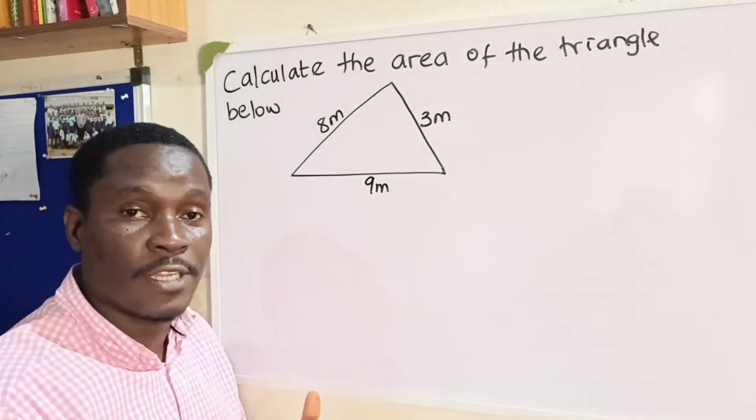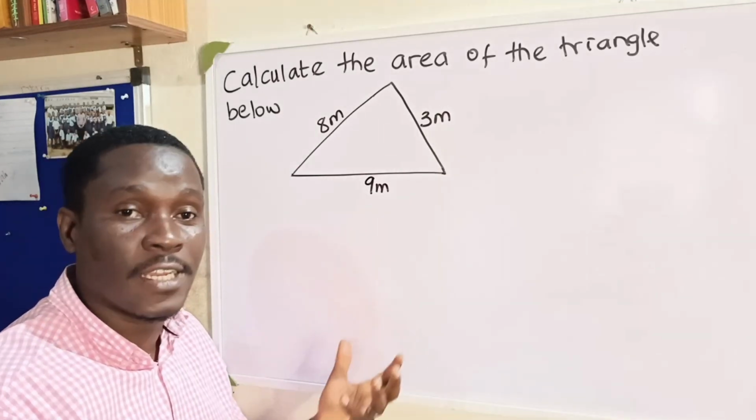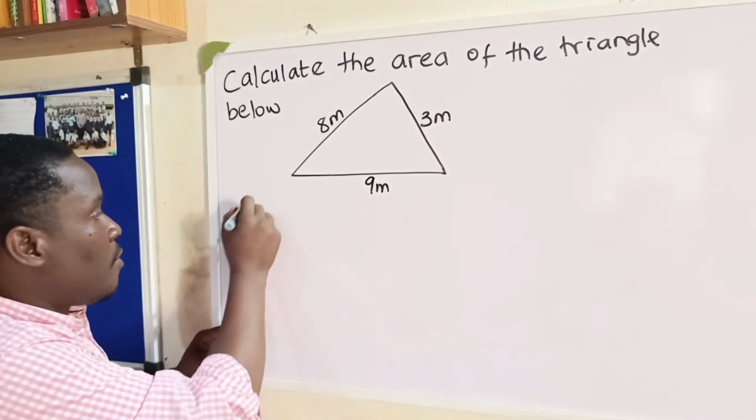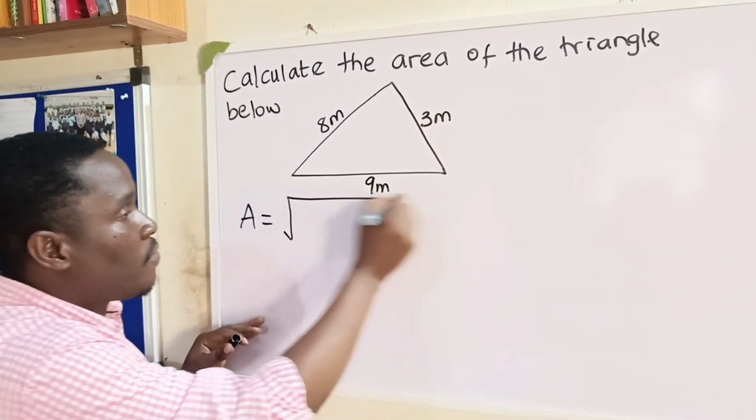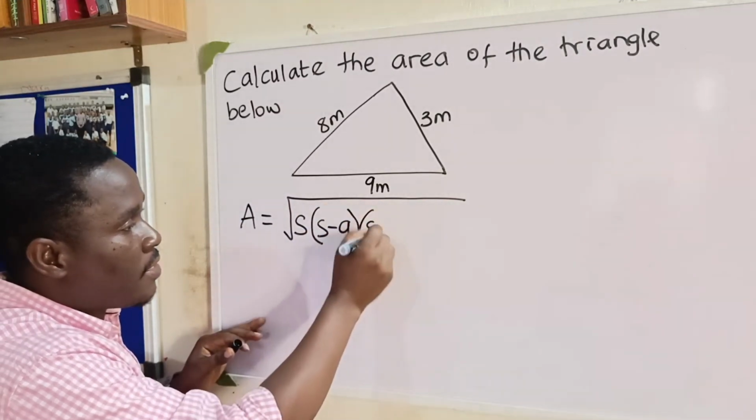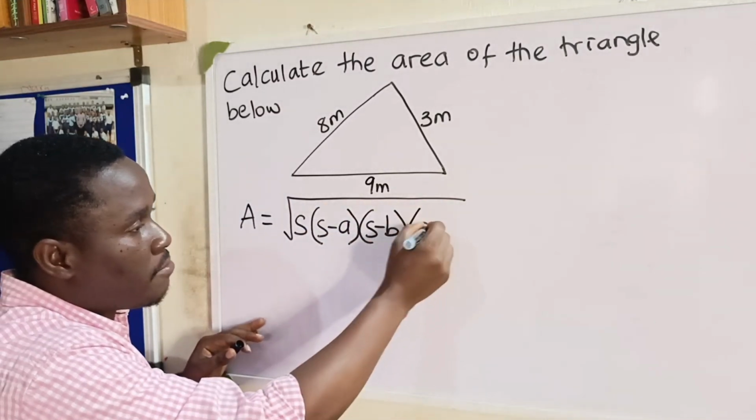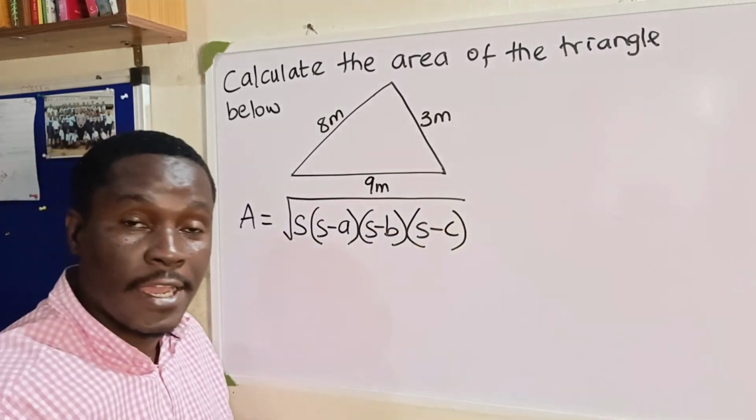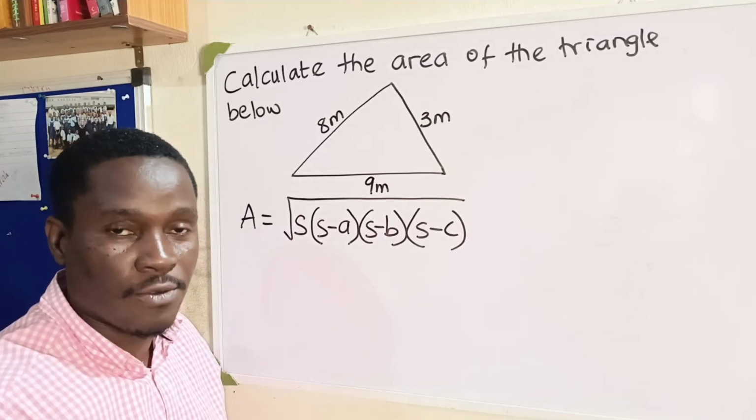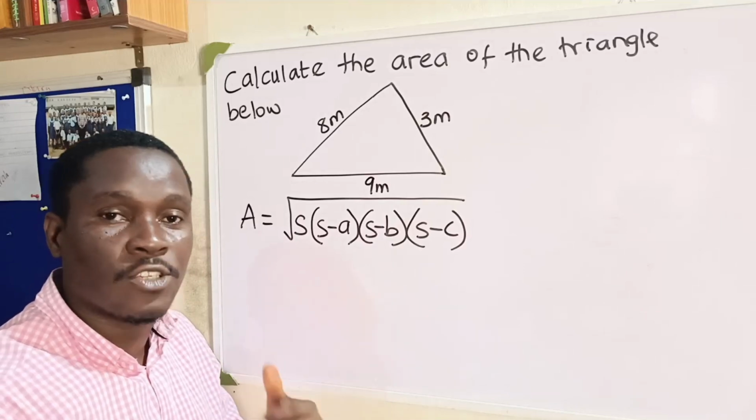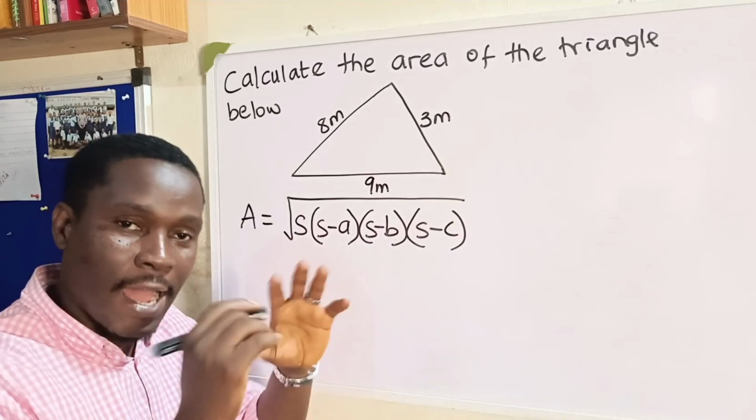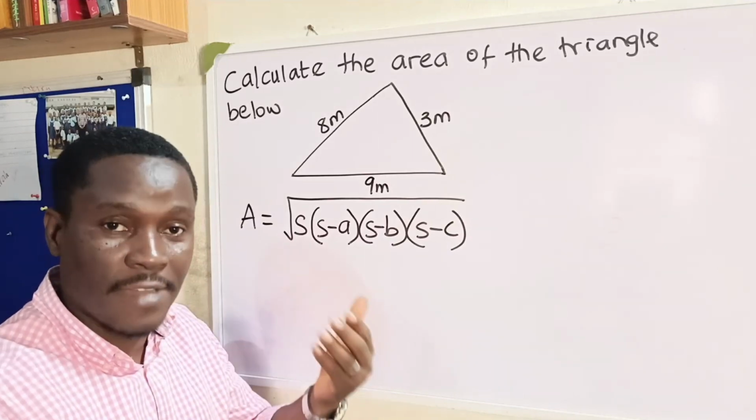So the formula we're going to use today to calculate the area of a triangle when the three sides are given is called Heron's formula. It states that the area of a triangle is equal to the square root of s into s minus a into s minus b into s minus c, where a, b, and c are the three given sides of the triangle, while s is called the semi-perimeter of the triangle. You get this by adding the three sides together and dividing by 2.